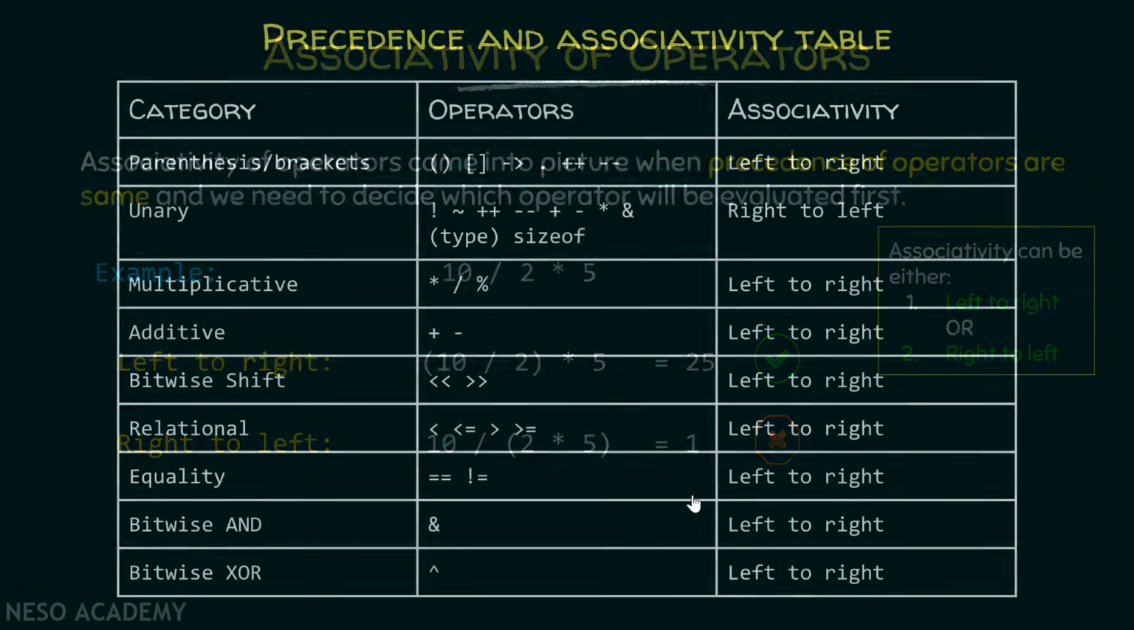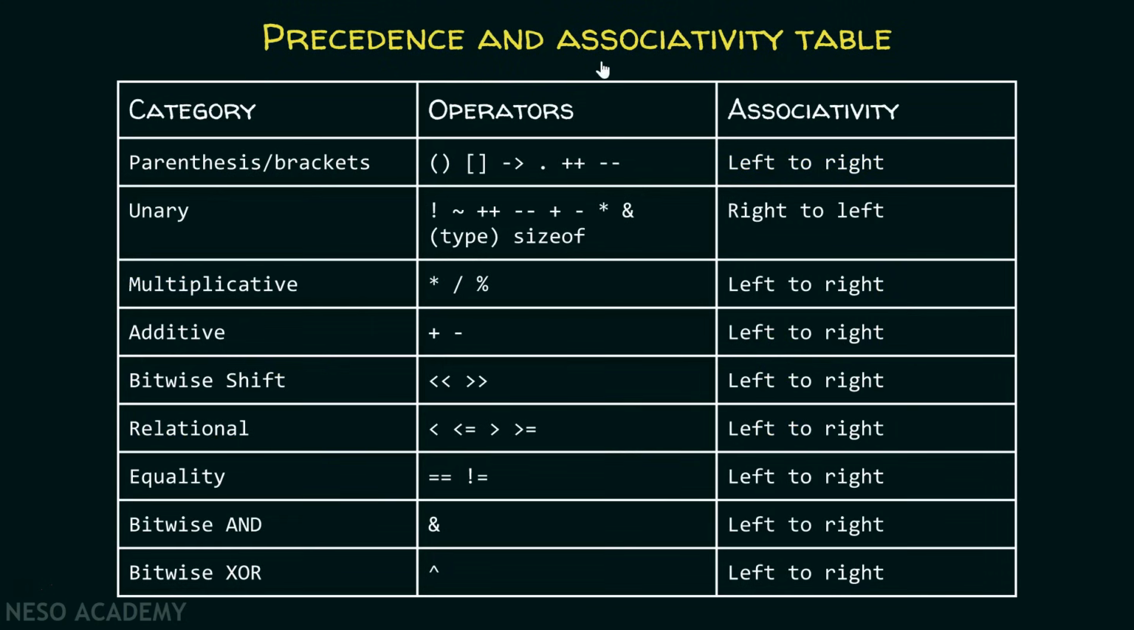Okay? Now let's consider the precedence and associativity table. In this particular table, you will find different kinds of operators mentioned. Apart from that, their associativities are also mentioned. The topmost set of operators have the highest precedence among all the operators, and the bottommost have the least precedence. First of all, we are going to talk about these operators. These are parentheses, these are brackets, then we have some member access operators, and then we have postfix increment and decrement operators. Let's talk about all these operators one by one.